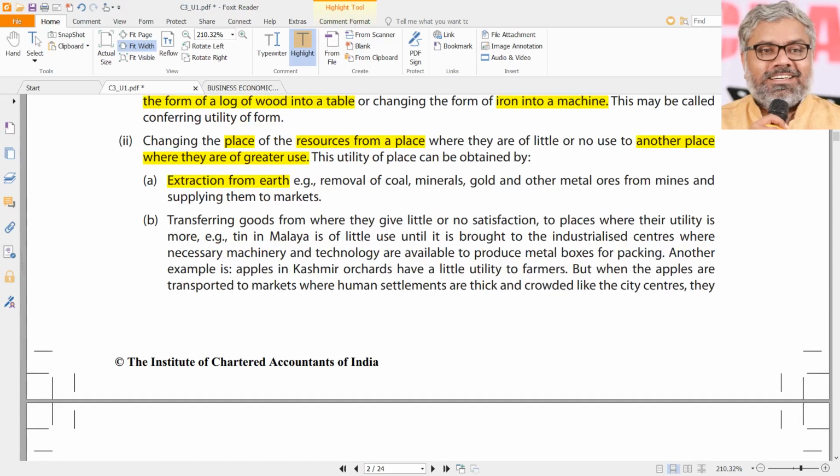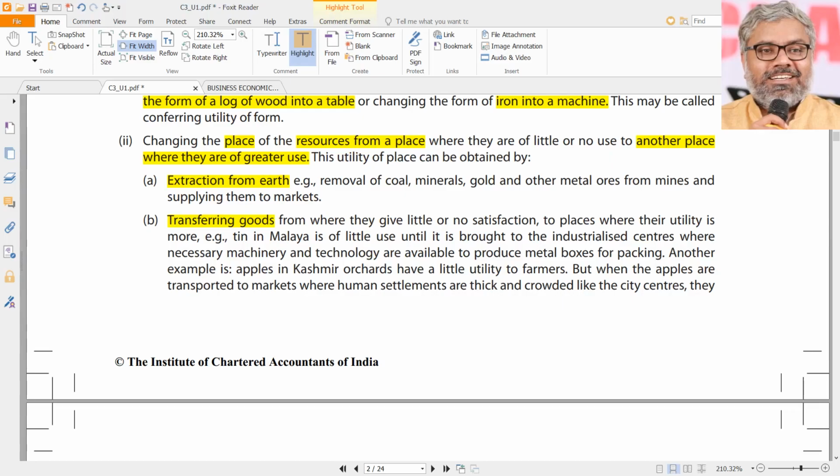That also creates place utility because they are coming from below the ground to above the ground. That is place utility. Then transferring the goods from where they give little or no satisfaction to the place where the utility is more. So transferring them. Once again, here I would not generally think about satisfaction. Satisfaction is only one word there, it is used more in economics.